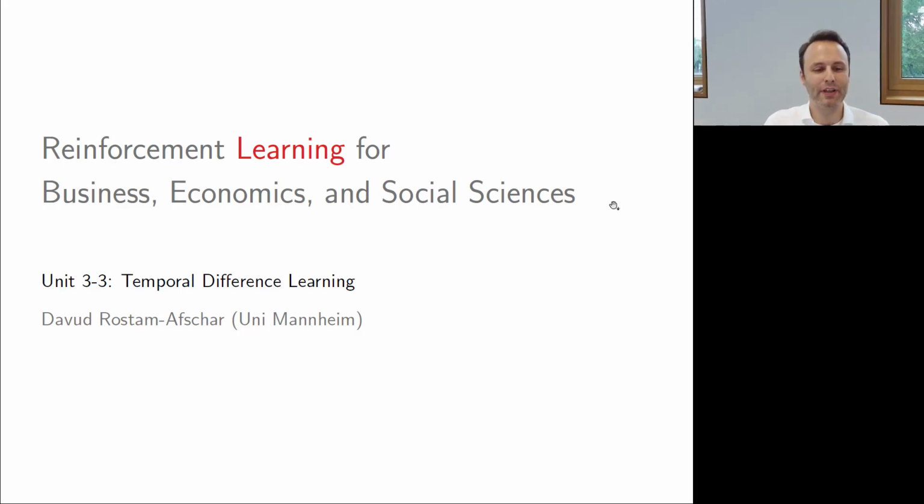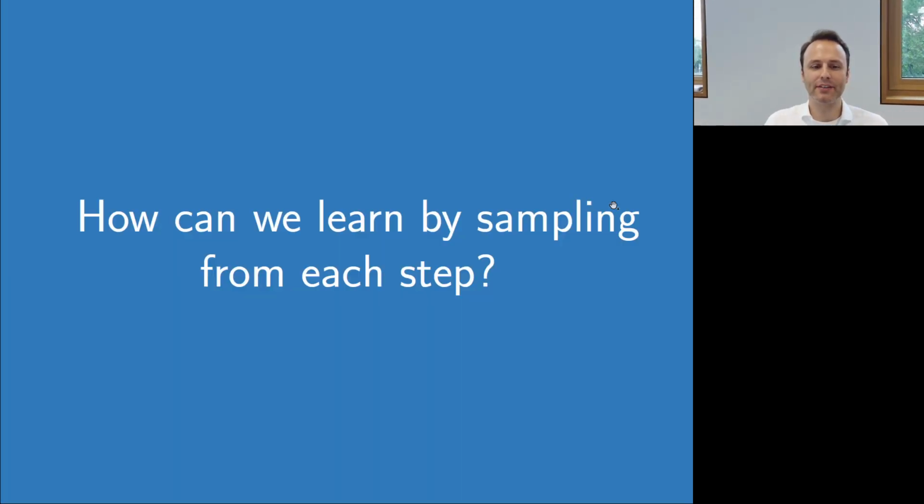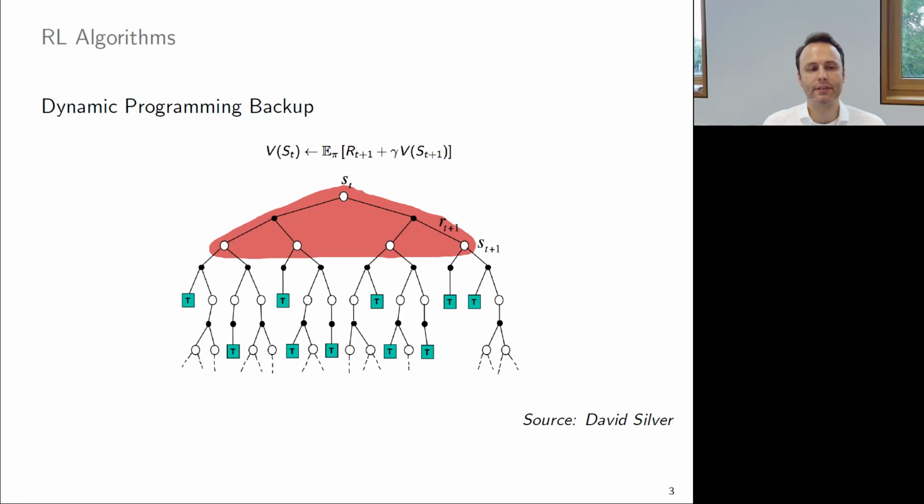Welcome everyone to Temporal Difference Learning, and we're gonna see how we can learn by sampling from each step that we take. Now we have seen different types of reinforcement learning algorithms, and one is dynamic programming backup, which is computationally costly because we go to each and every possibility to get an estimate of the value of being in a given state S.